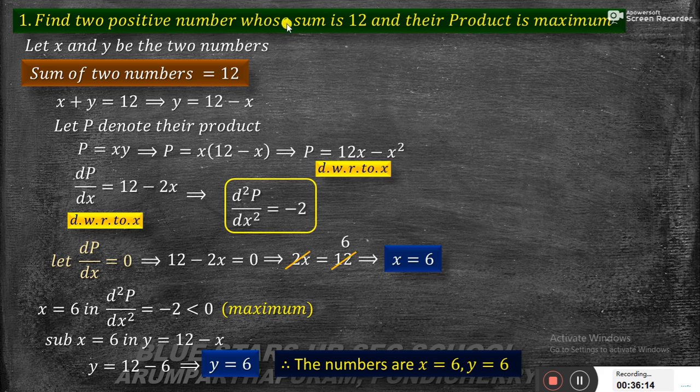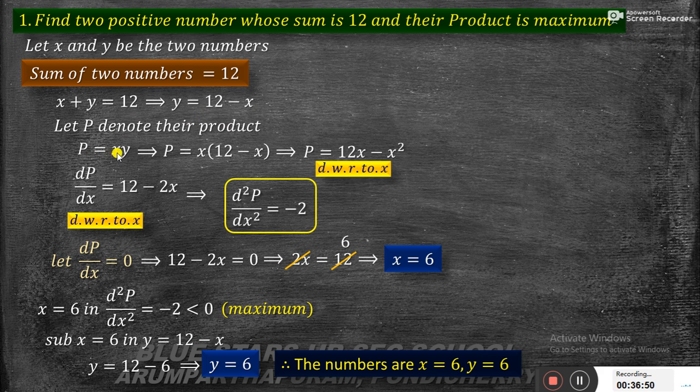First, they give only the sum as a hint. They ask about the two numbers, which we add, so the sum is 12. This is a given condition. They give another given condition: the product is maximum. So let x and y be two numbers, and the sum of the two numbers equals 12. So x plus y equals 12, which means y equals 12 minus x.